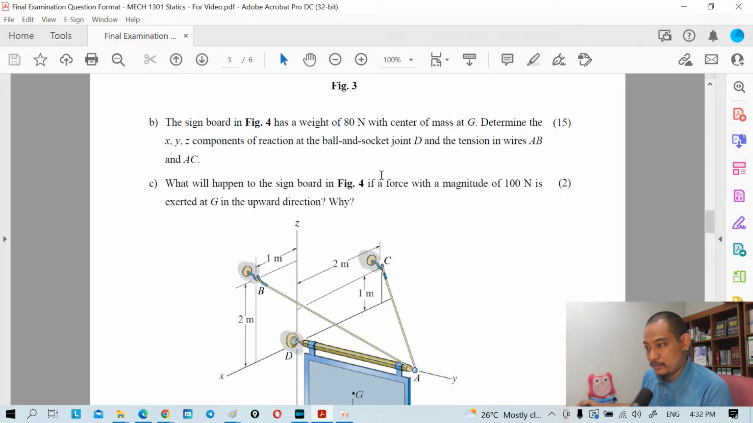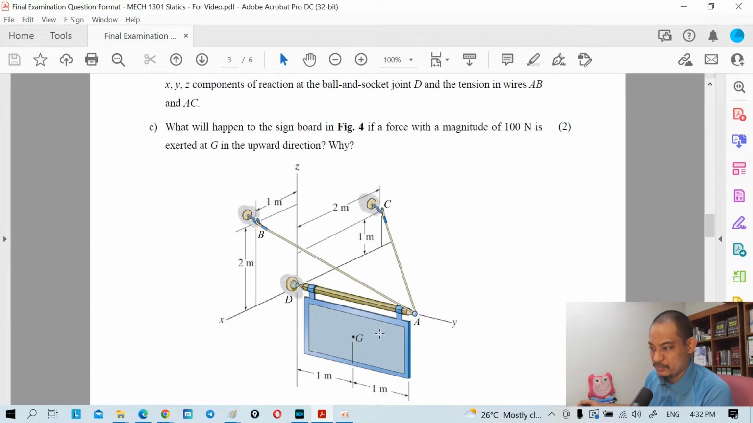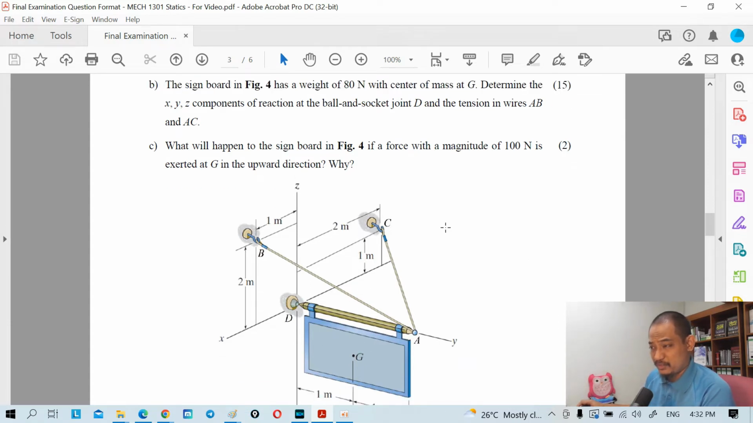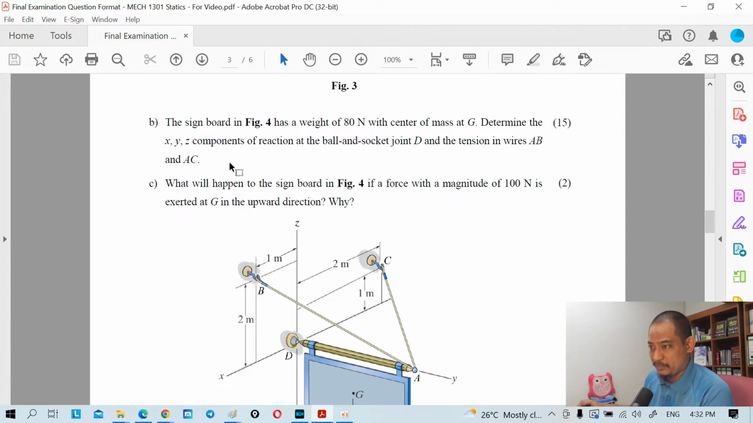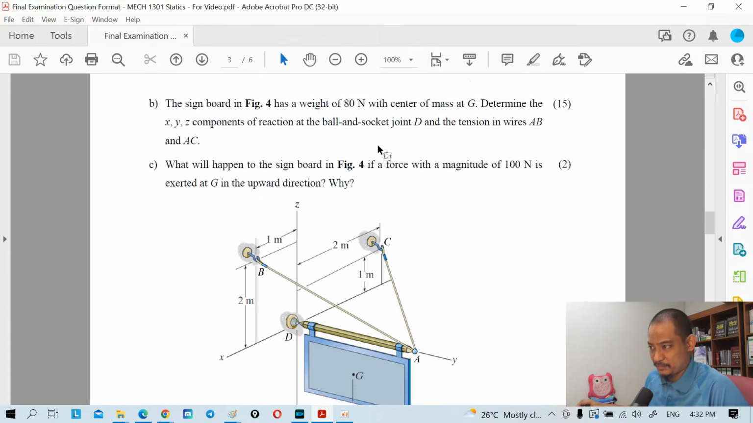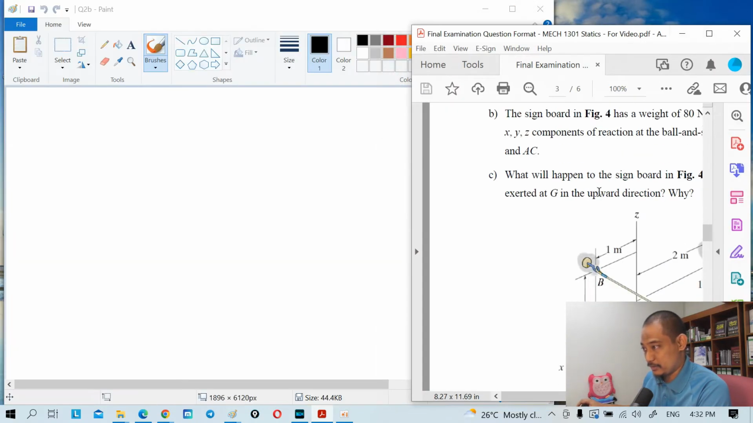Alright, so the signboard in this figure has a weight of 80 Newton. So there's a weight here with a center of mass at G. Determine the XYZ components of reaction at the ball and socket joint D. So this is a ball and socket, and tension wires AB and AC. Okay, so let's do that.